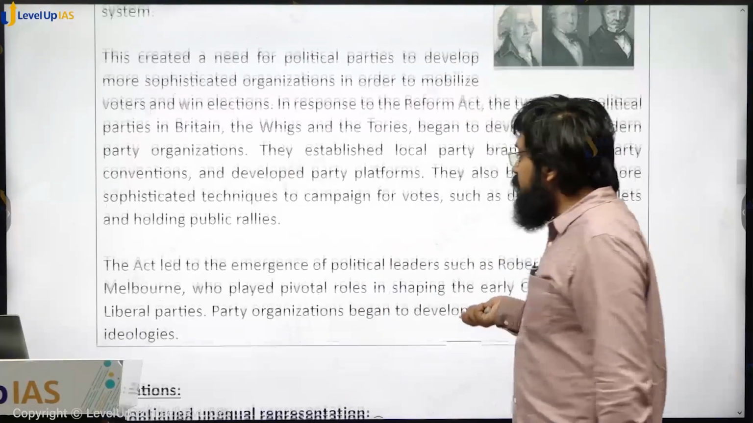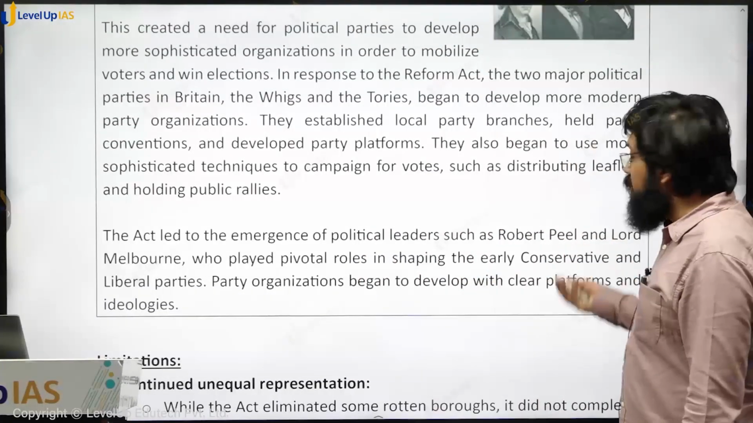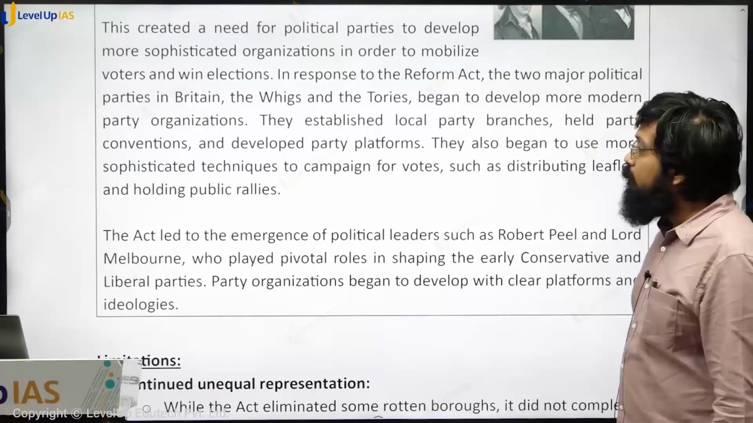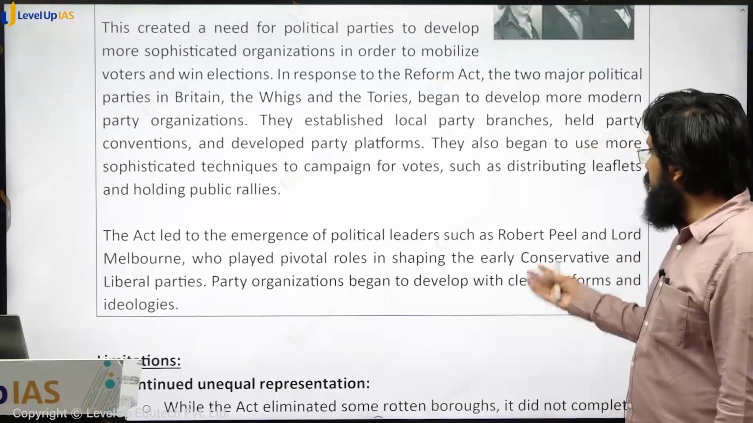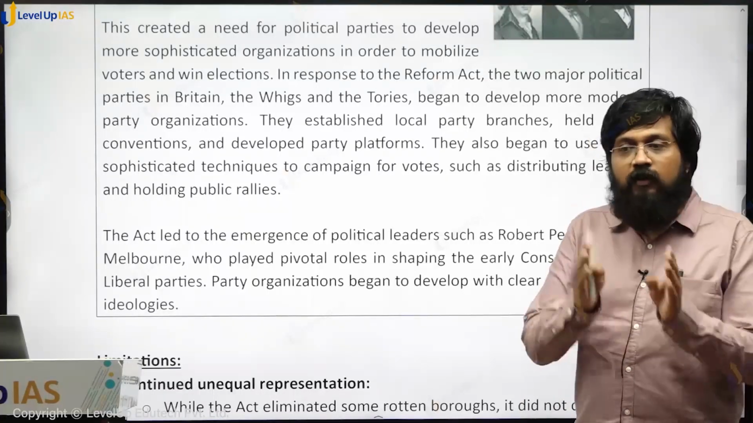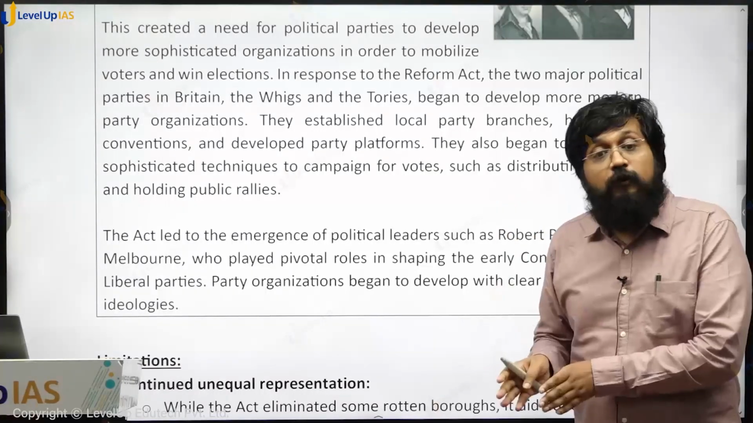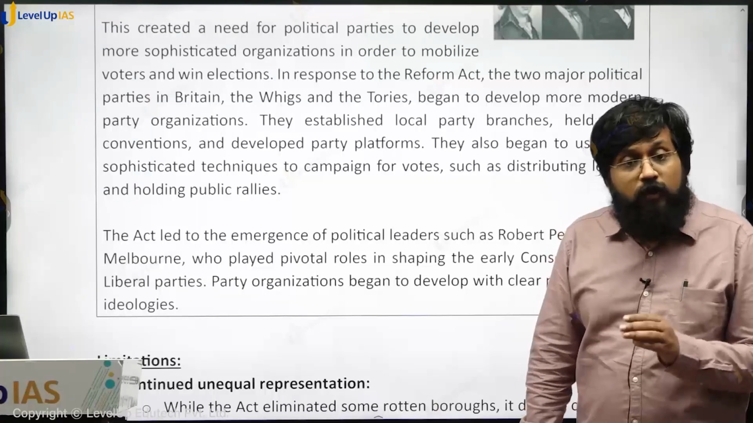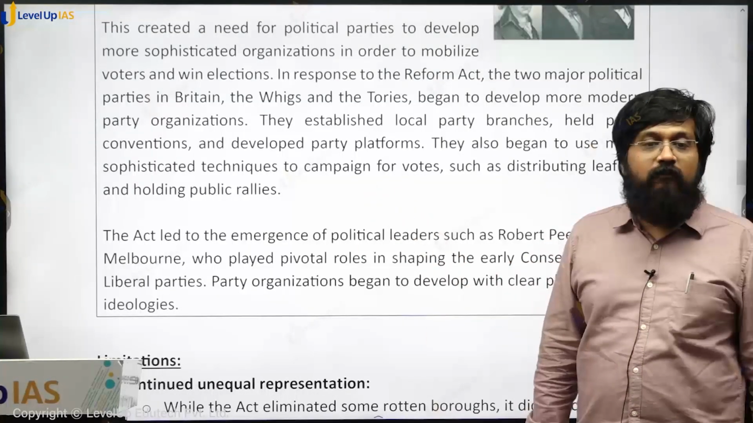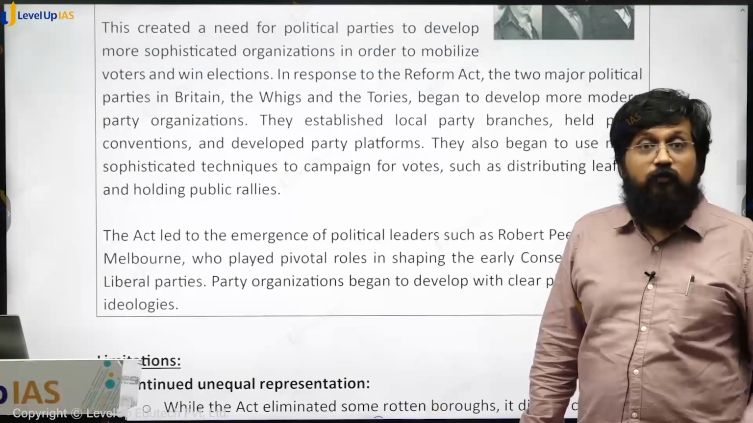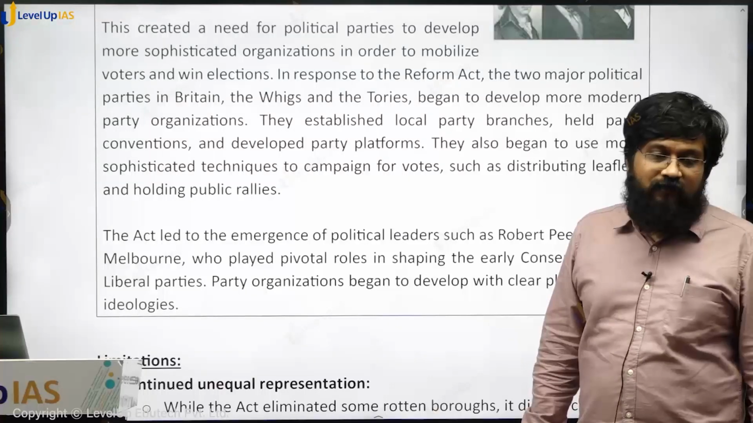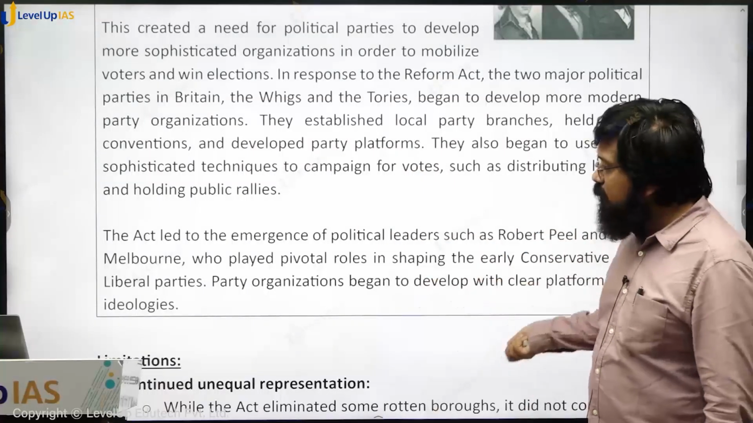The act led to the emergence of political leaders such as Robert Peel. The followers of Peel are called Peelites. Peel and Lord Melbourne played pivotal roles in shaping the early conservative and liberal parties. So you have party organization, party membership, party propaganda machinery coming up. Propaganda की जरूरत आपको पड़ती क्यों है? When you have a mass of voters to influence, you need propaganda systems. So emergence of party propaganda also comes for the first time. So simple question. कोई बड़ी बात नहीं.